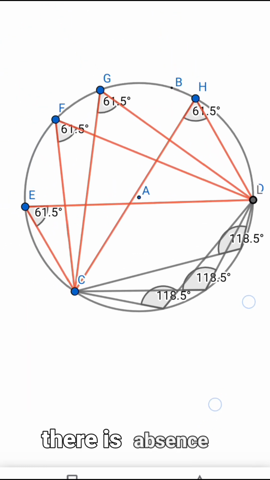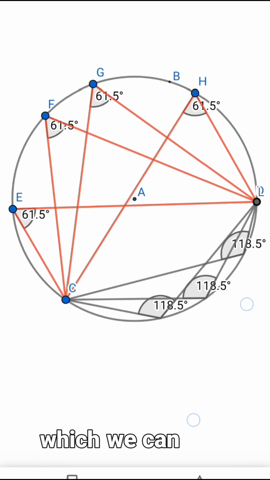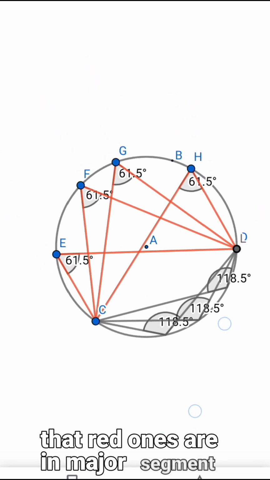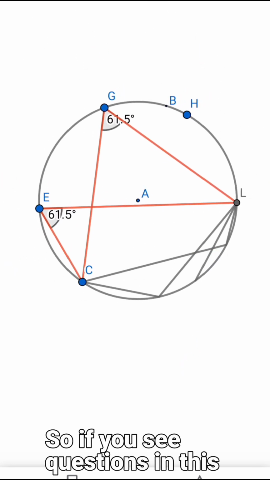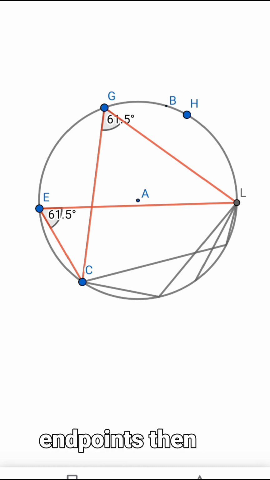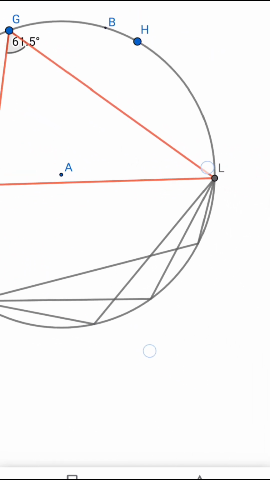Even if there is an absence of the chord, because we have endpoints, we can easily understand that the red ones are in the major segment and the grey ones are in the minor segment. So if you see questions in this form also, please understand that if we have endpoints, then that is enough for the application of this theorem.